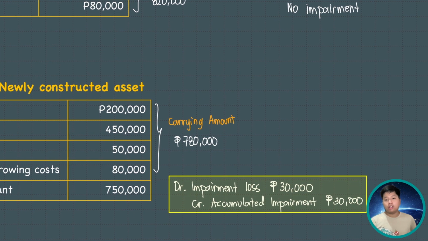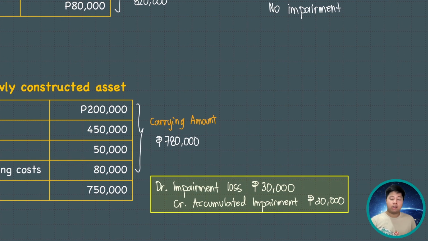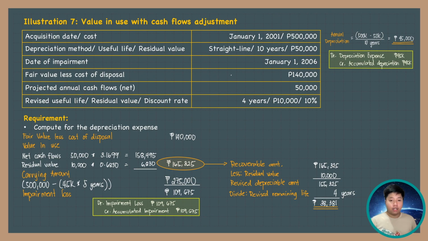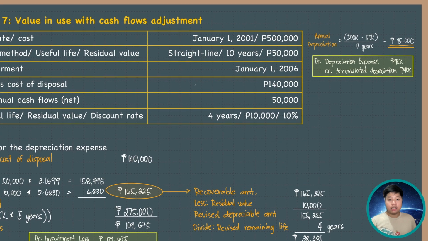We will record the 30,000 pesos by debiting impairment loss, 30,000, and crediting accumulated impairment, 30,000 pesos as well. The following are the case facts for illustration number 7. First, we will record the annual depreciation. We will be using the straight line method.